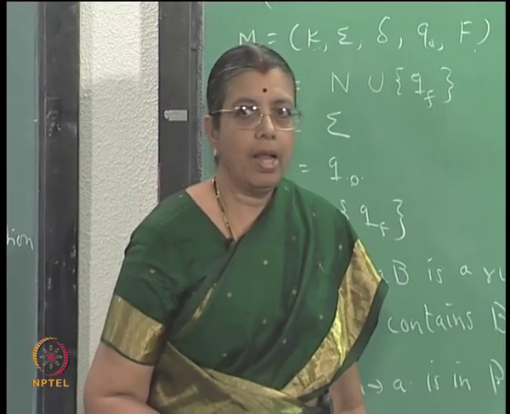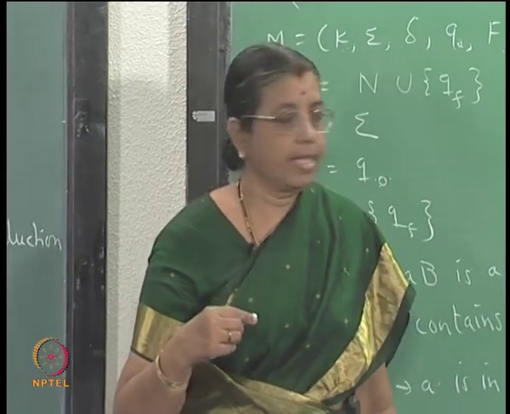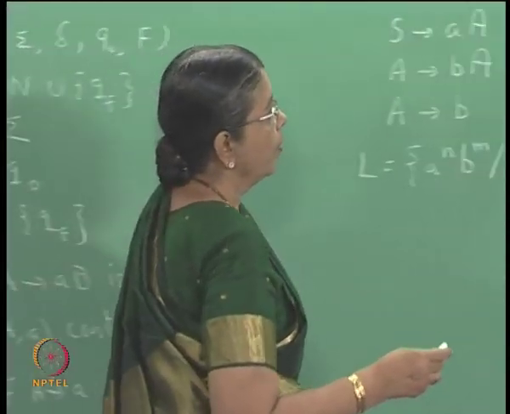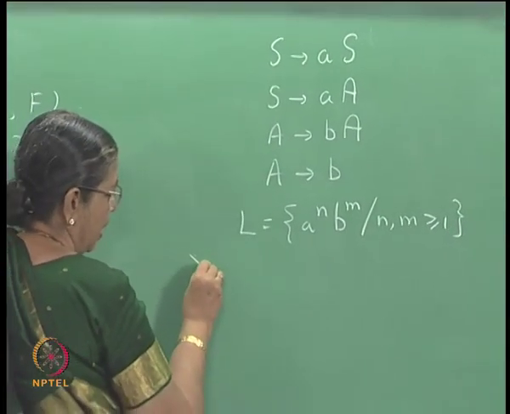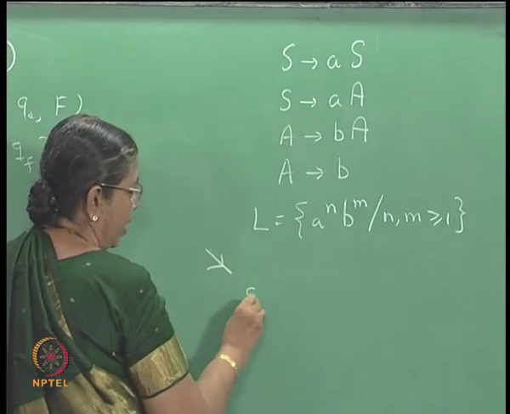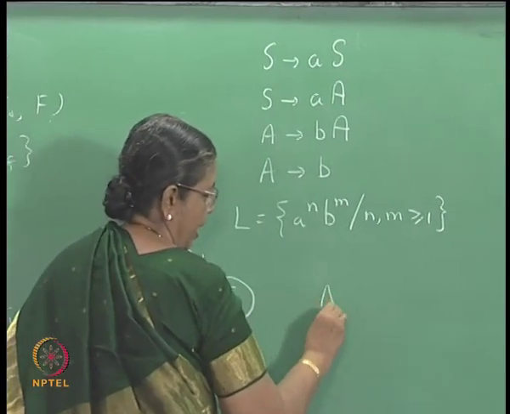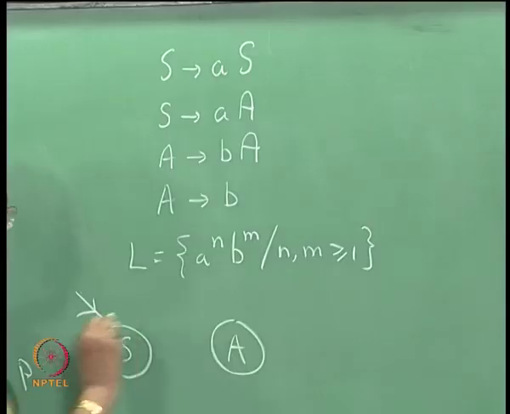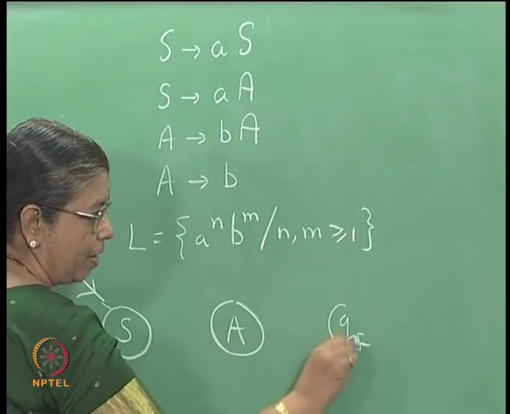Now, use this construction and construct the NFSA. If you use the construction, it will be like this. For each non-terminal you have a state. S is a non-terminal, you have a state. A is a non-terminal, you have a state. Each non-terminal you have a state, and you have a final state qf.